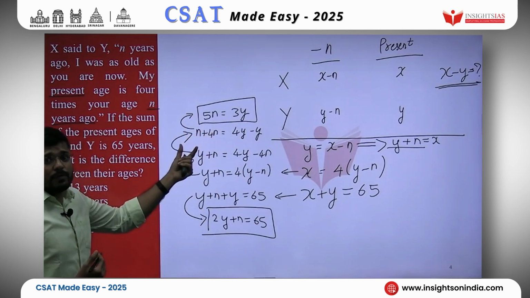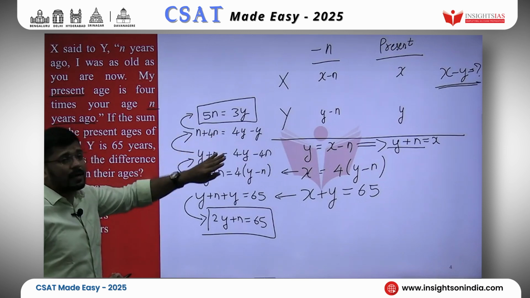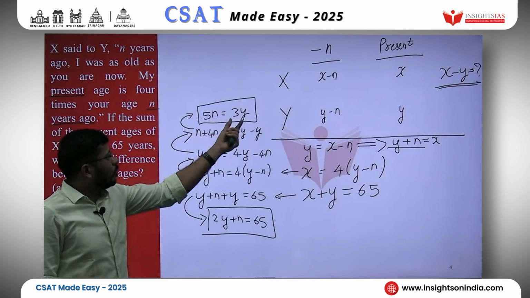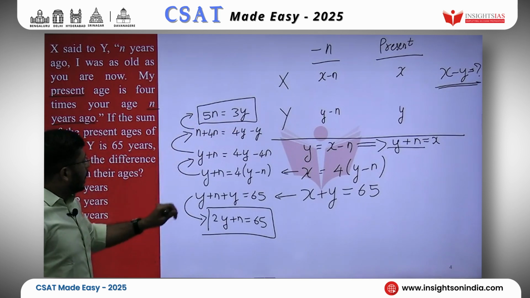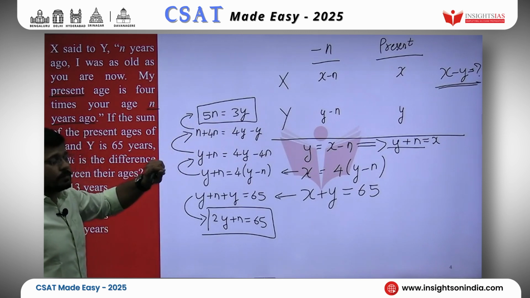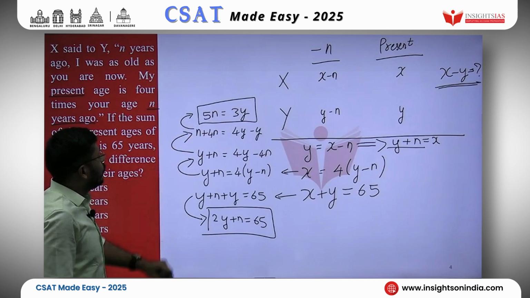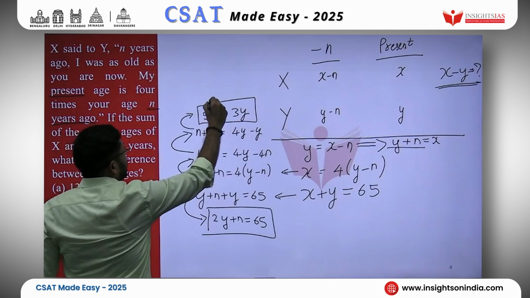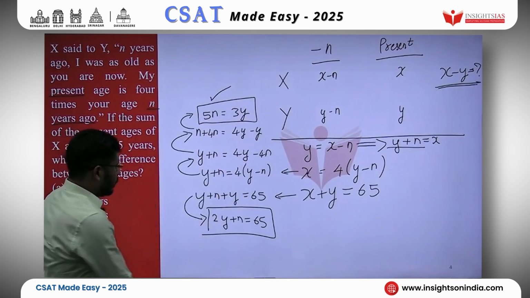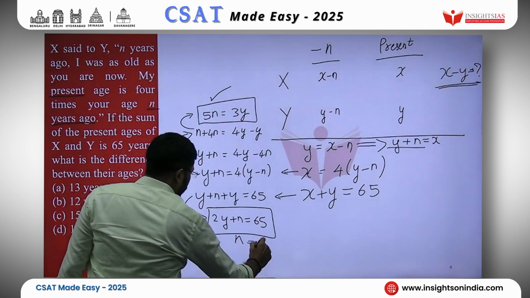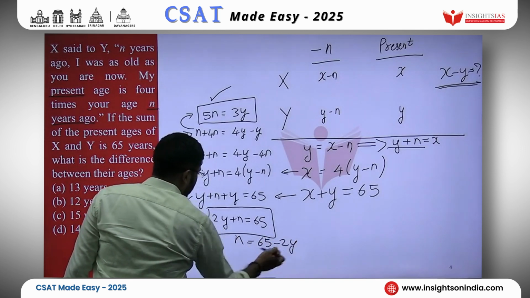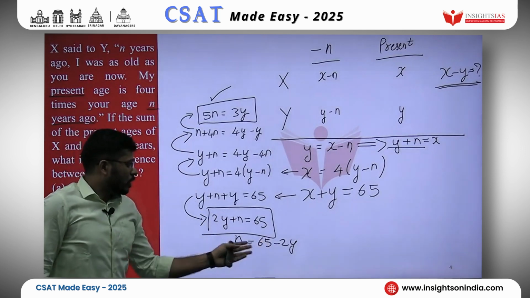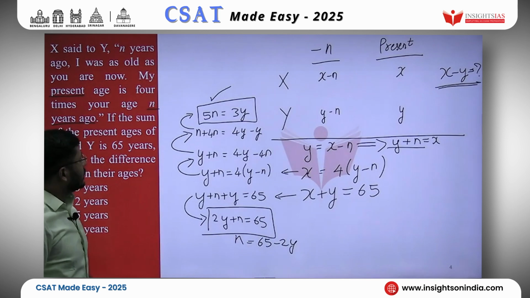Whichever variable we want to know the value of, we will cancel the other. If we want to find the value of n, we will cancel y. If we want to find the value of y, we will cancel n. Now I want the value of y. So I will send n to the LHS and y to the RHS. It is already in that form in the first equation, no problem. And here I will make it n is equal to 65 minus 2y. Because I want the value of y, I have kept n on the LHS and sent the rest of the terms to the RHS.